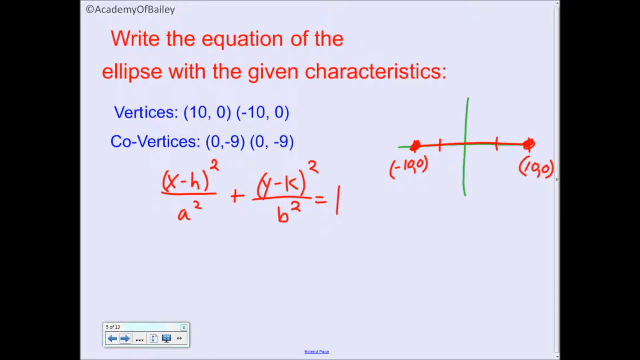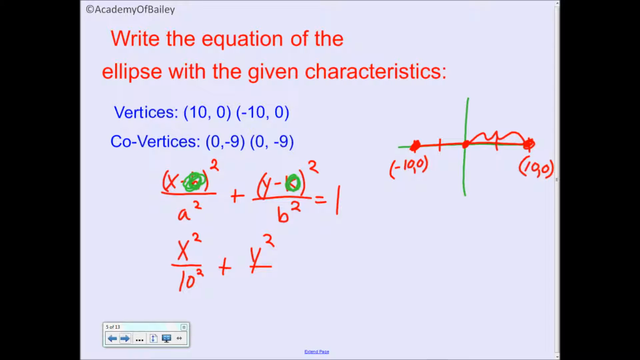And so when we go from here, well, what do we need? Well, we need the center, and the center is halfway between each vertex. So the center in this case is going to be 0, 0. And we need to know a squared and b squared. Well, remember, a squared is from the center to a vertex, so that's going to be 10 squared.